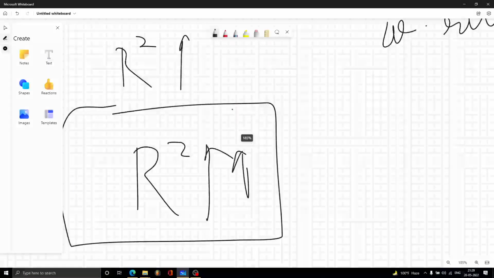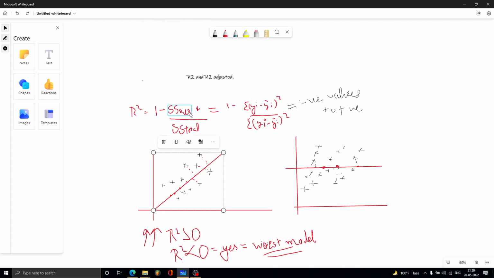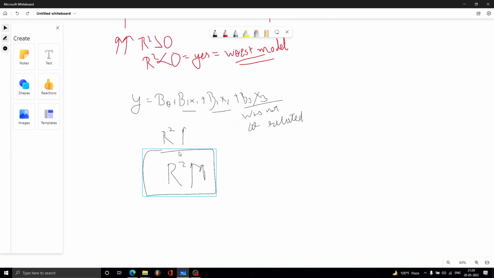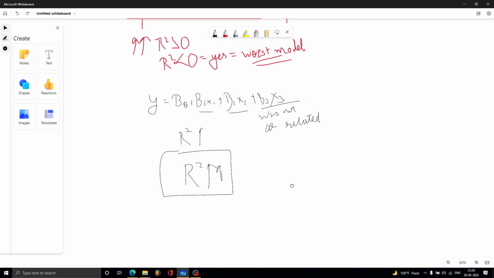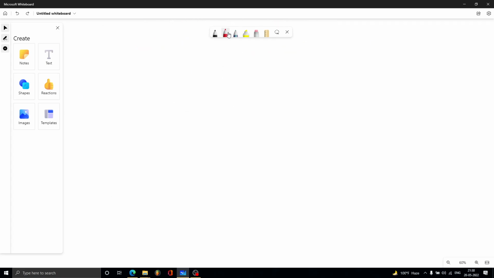Why is that? Because of the equation above that I have shown you. Now this thing is not good. If our feature is not correlated, then we need to penalize that feature, or basically we need to penalize the R square value, and it should decrease rather than increase. So because of this problem, we use R square adjusted.